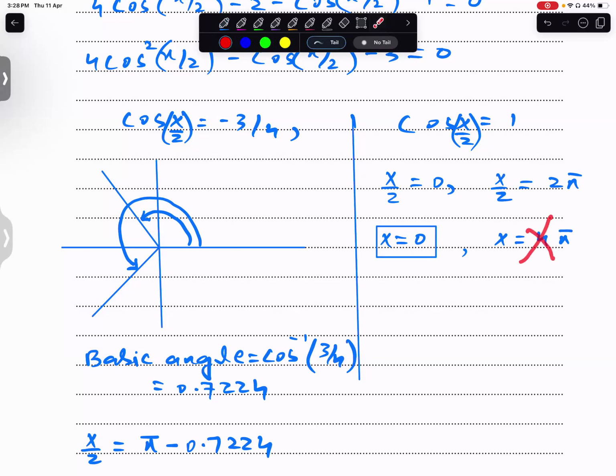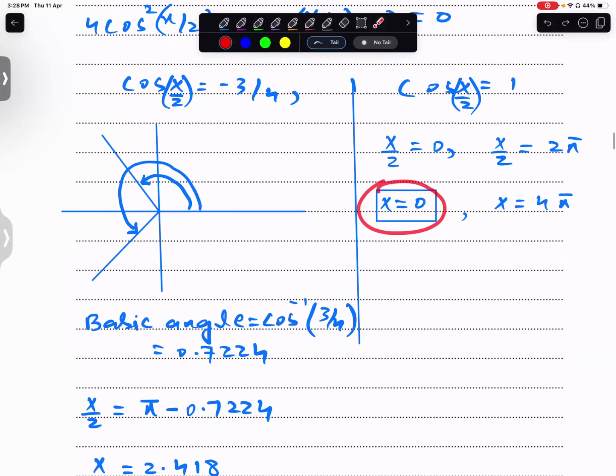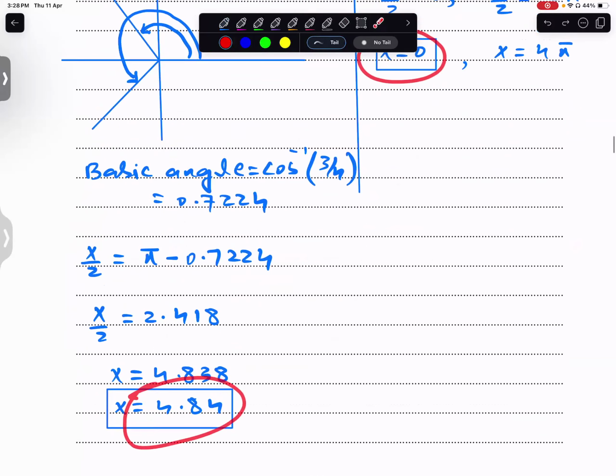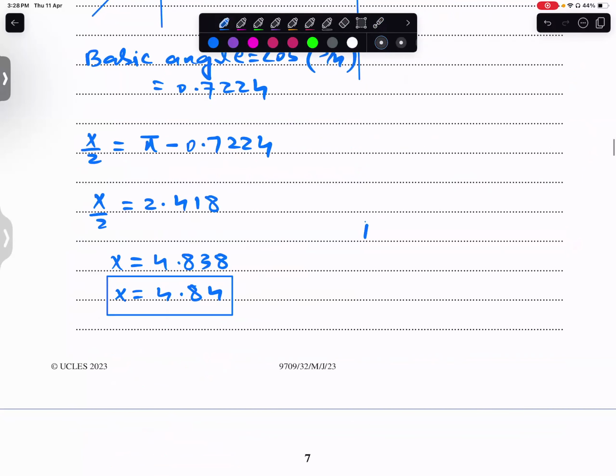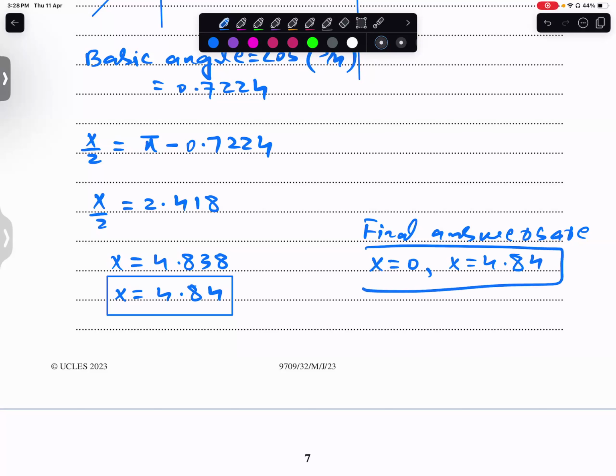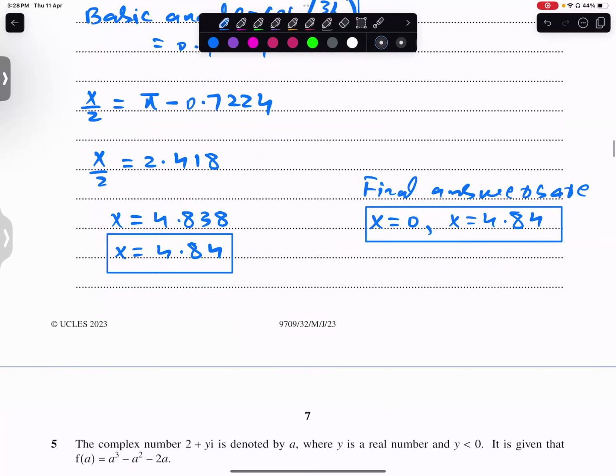Students, please do not cancel it out. This is not the final answer. The final answer will be 0 and this answer, because 4 pi is out of domain. But at least right at the end, the final answers are x is equal to 0, comma, x is equal to 4.84. So these are the only two possible answers for the above trigonometric equation.